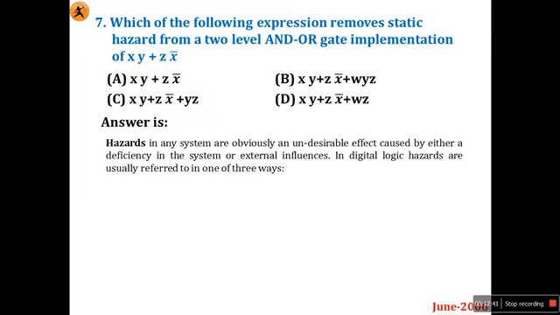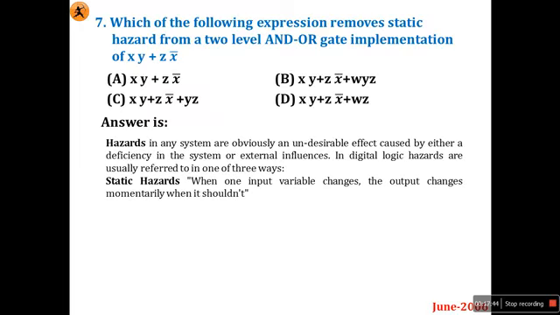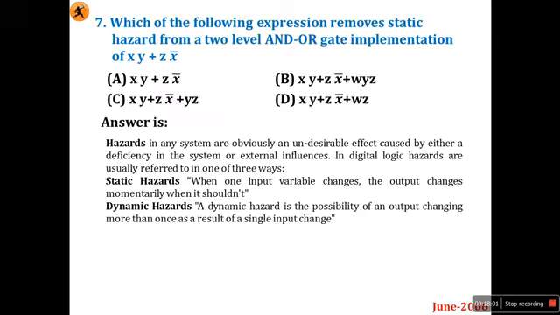There are 3 types of hazard. The first one is static hazard. When one input variable changes, the output changes momentarily when it should not. Means one input changes, and the output is related to that one input. Then a dynamic hazard is the possibility of an output changing more than once as a result of a single input. Keep in mind, in the second one, for a single input the output will change more than once, but in static, one input, one output.